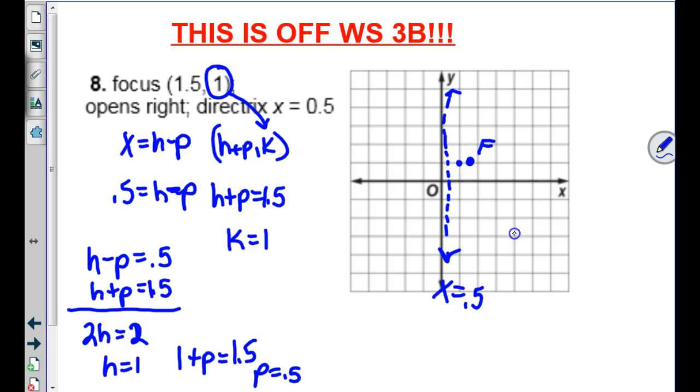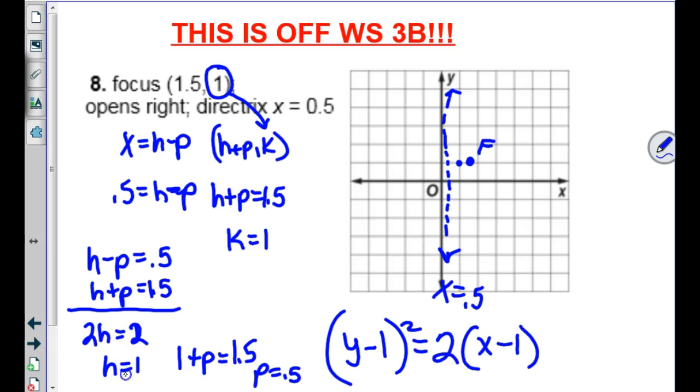So it's going this way, and we could write the equation. The equation would be y minus k. What's k, guys? Quantity squared equals 4p. What's 4 times a half? And then x minus h, and h was 1 as well over here.